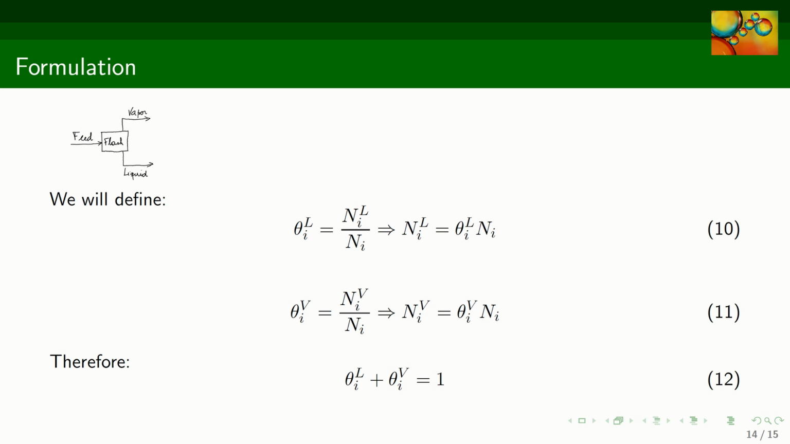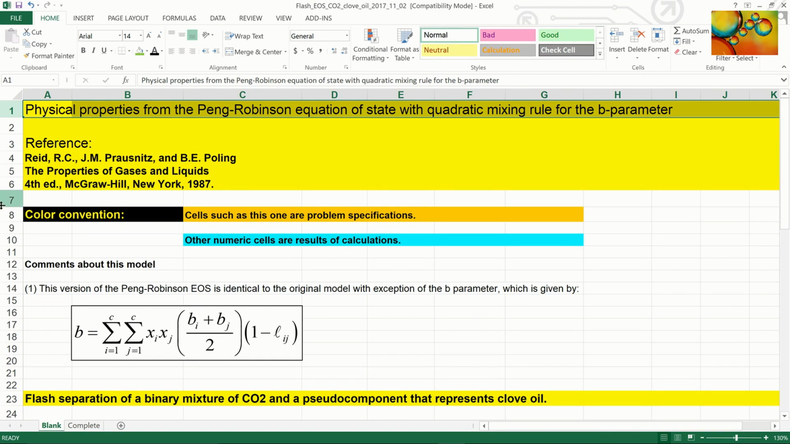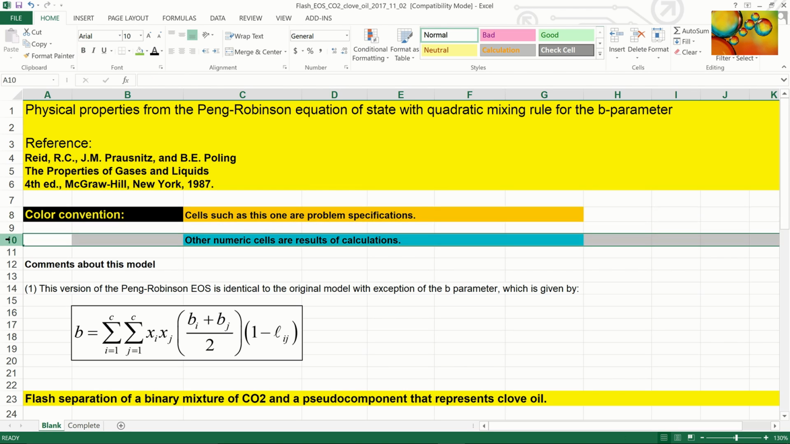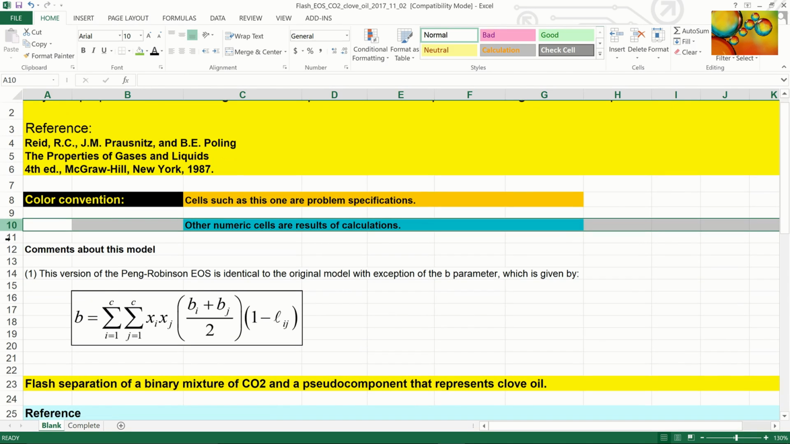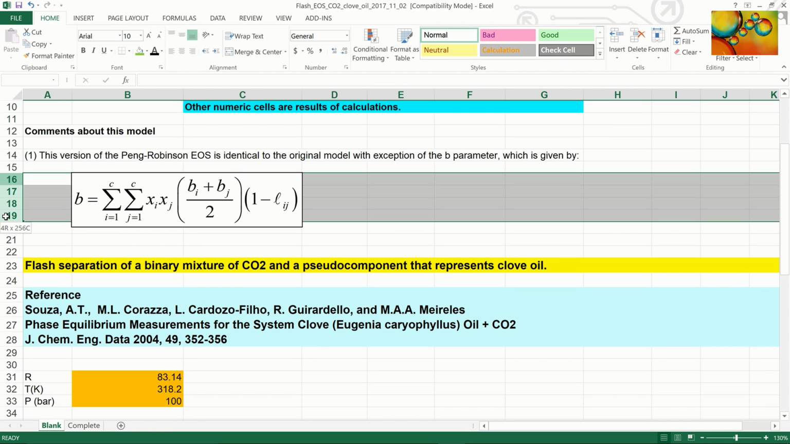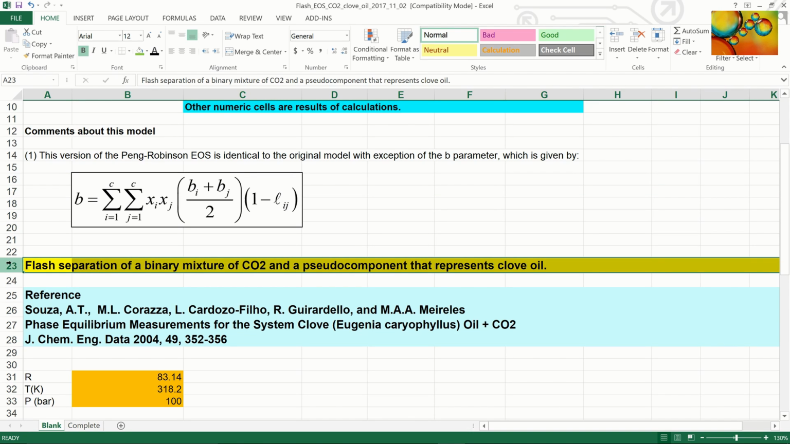In addition, when added over all phases for a given component, the result is equal to 1 because of mass conservation. Here is our spreadsheet, and the color convention is that the cells with orange background are specifications and all others are the results. We are going to use the Peng-Robinson equation of state with quadratic mixing rules for A and B, and the mixing rule for B has Lij as binary interaction parameter.